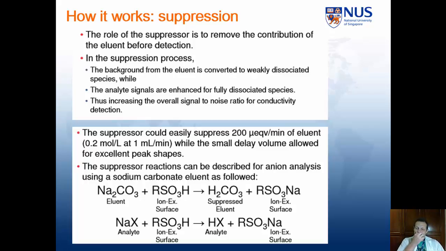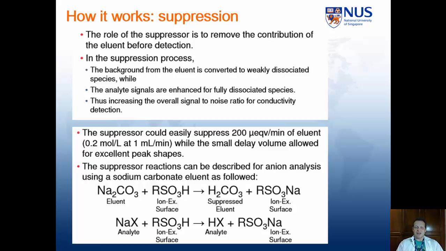Some types of ion chromatograph still don't have suppression technology, and effectively they have a very low signal to noise ratio, a bad signal to noise ratio with a very high noise level or a very high background and a relatively low signal. The sort of ion chromatograph you'll be using, and others like it, actually suppress the conductivity of the eluent before detection. So effectively, the background from the eluent is converted to weakly dissociated species, while the analyte signals are enhanced for fully dissociated species. So this increases the overall signal to noise ratio.